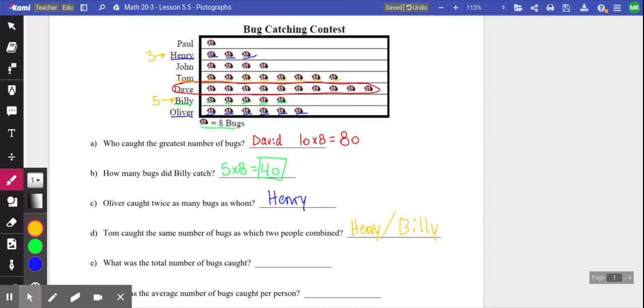E, what was the total number of bugs caught? If we want to know the total number of bugs caught, we need to just add up all these bugs. So that's 1, 2, 3, up to 37 total pictures there. Each picture is 8 bugs. 37 times 8 tells us the total number of bugs caught is 296.